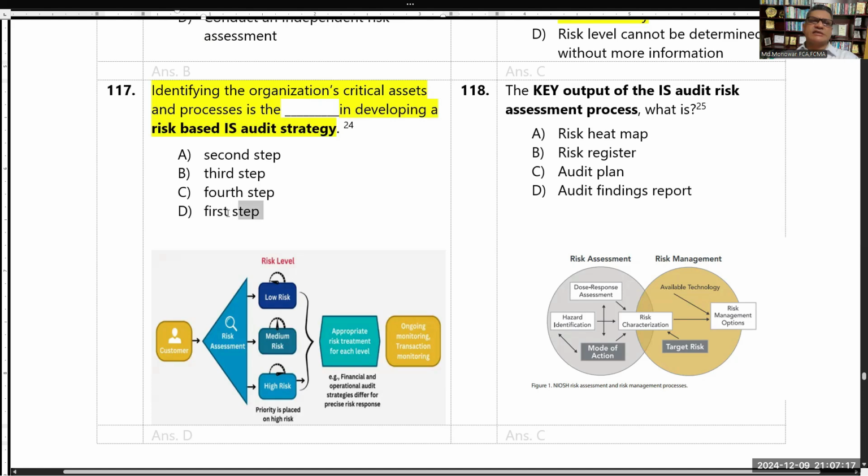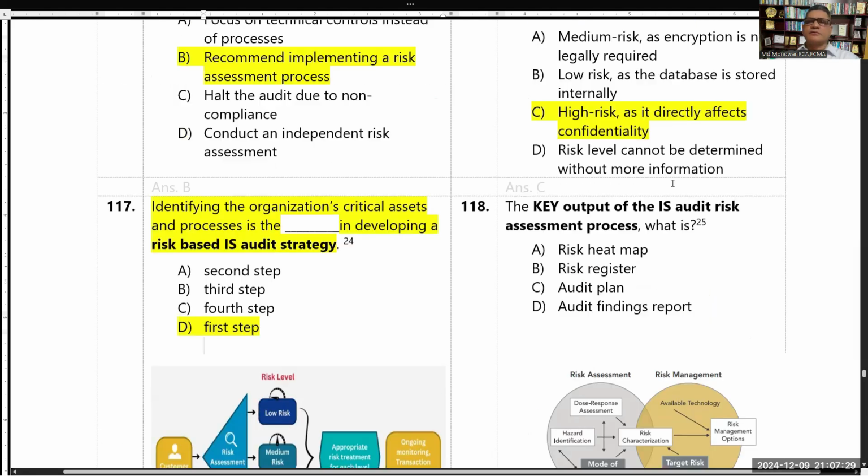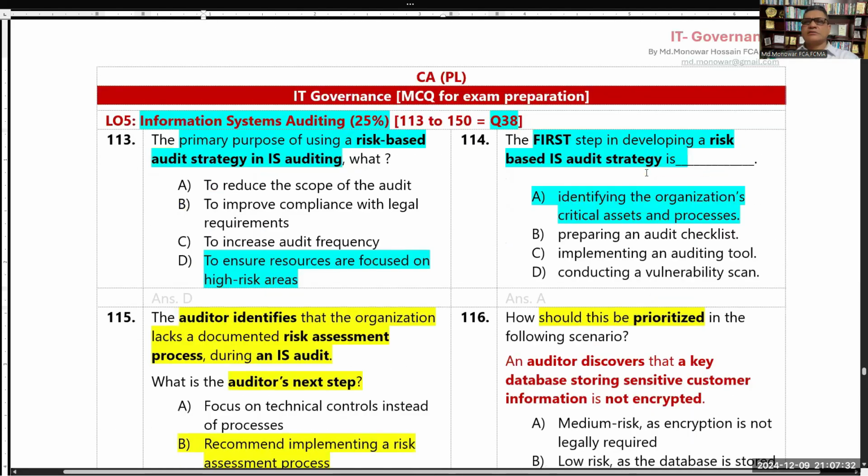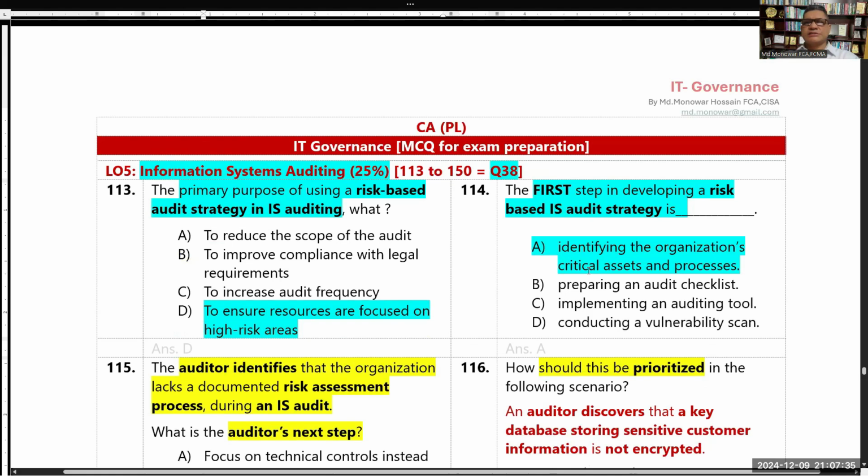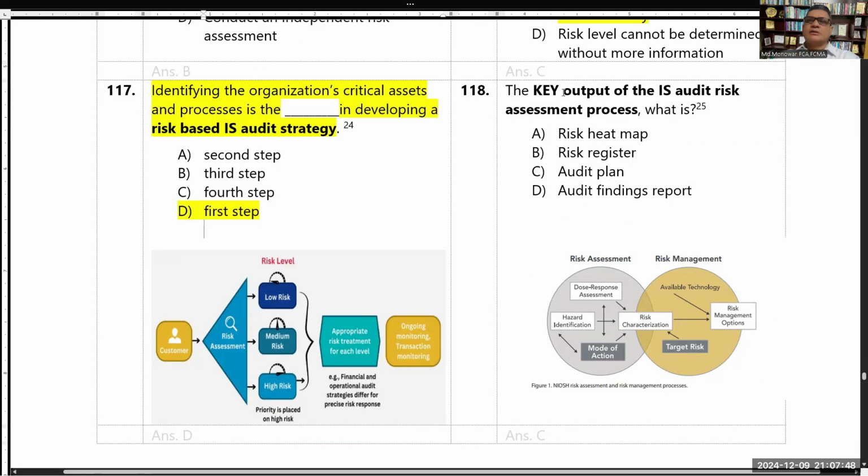Identifying the organization's critical assets and processes is the task in developing the risk-based IS audit strategy. This is the first step. We have seen this one here; it is the same, but the answer is different. The key output of the information system audit risk assessment process is the audit plan. Answer C.